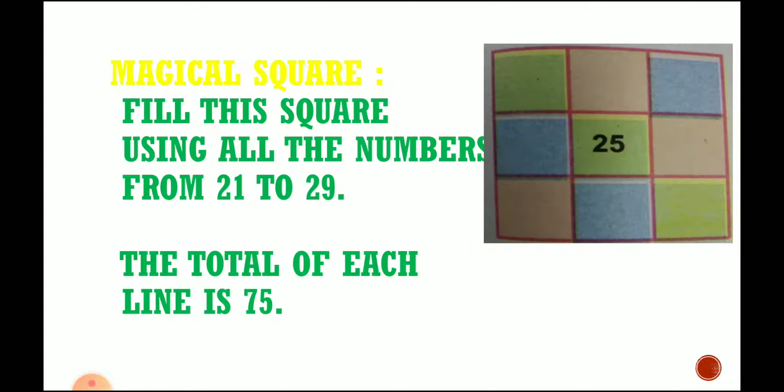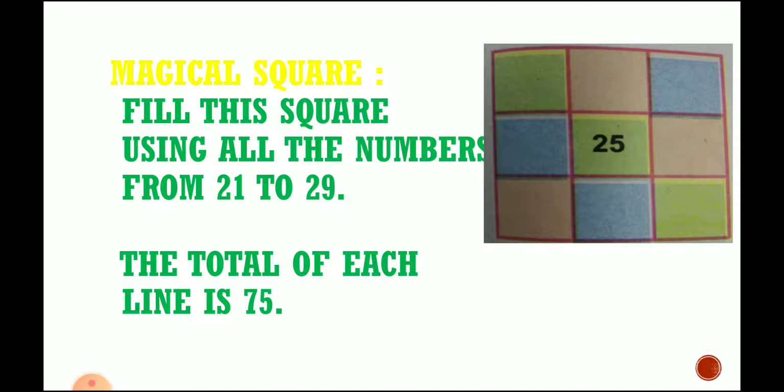Okay, so see the magic square. Here there are 9 boxes, and fill this square using all the numbers from 21 to 29.